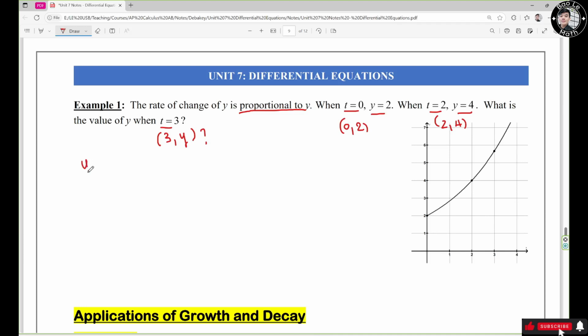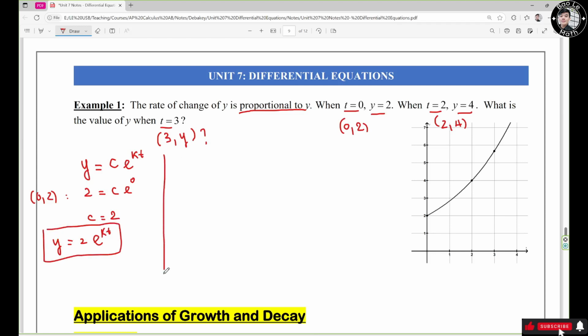Now we're going to use the formula y equals c times e raised to the k times t. We use the first ordered pair, (0, 2), so t equals 0 and y equals 2. We have 2 equals c times e raised to the 0. Then c equals 2, because e raised to the 0 equals 1. So the equation is y equals 2 e raised to the k times t.